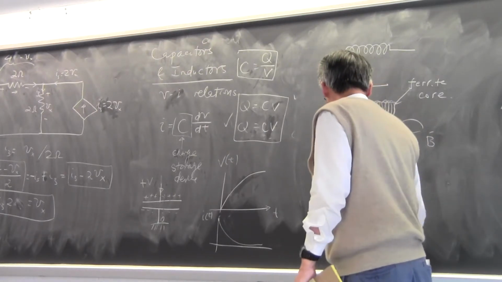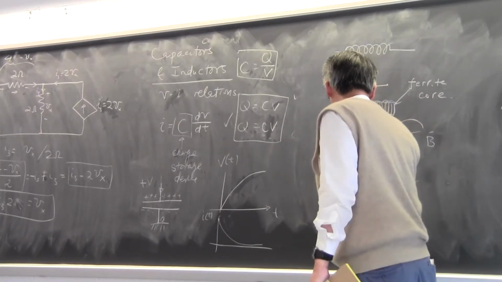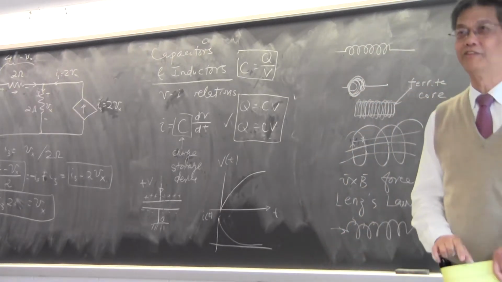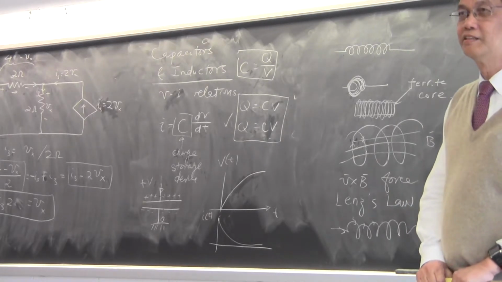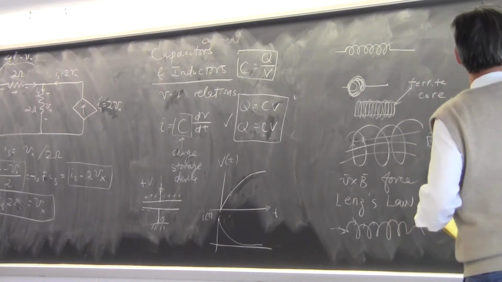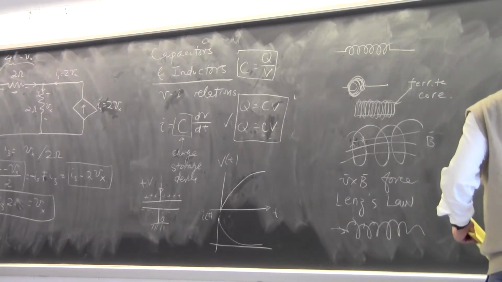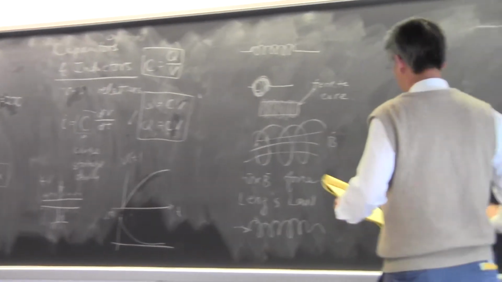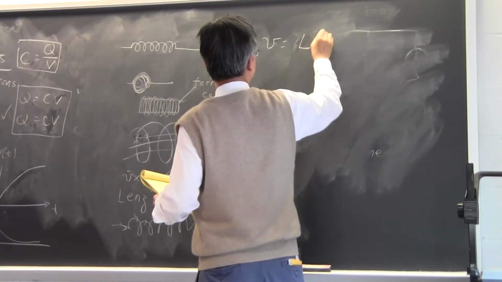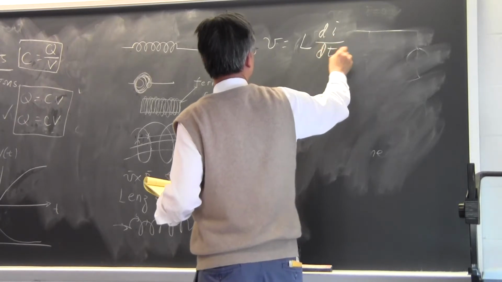So if you have an inductor, and if you try to set in the current through this inductor, it tries to produce a magnetic field. It tries to prevent the flow of current. Okay, and how do you describe this VI relationship? This VI relationship says that the voltage is L dI/dt.